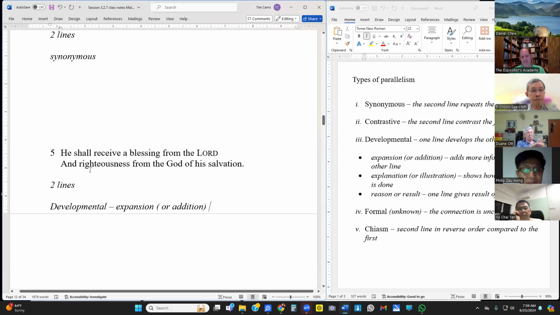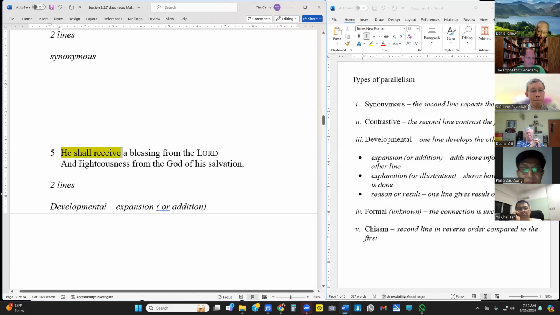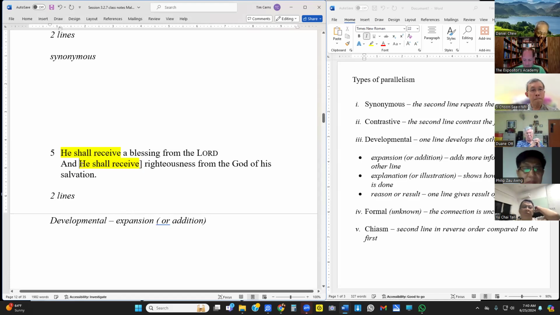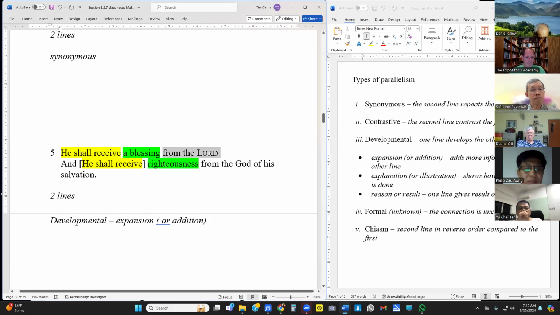Now, some might say it might be parallel, because "he shall receive" is implied in the second line. Then they might say, well, a blessing, and then righteousness, and then from Yahweh and from the God of his salvation. So some might say it seems like it might be synonymous. Then you have to ask, are the blessing and righteousness meant to be the same thing? This would be an interpretive decision here. Because if it's parallel, then that would mean blessing and righteousness are supposed to be synonymous in some way. But if blessing and righteousness are distinctly different, then developmental would make more sense, that we receive a blessing and we receive righteousness.